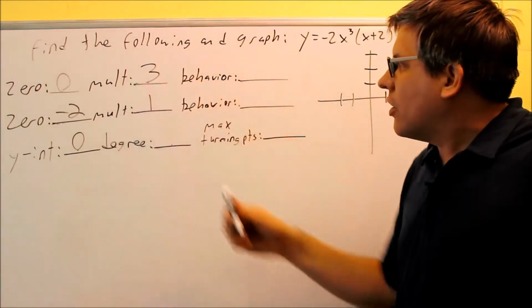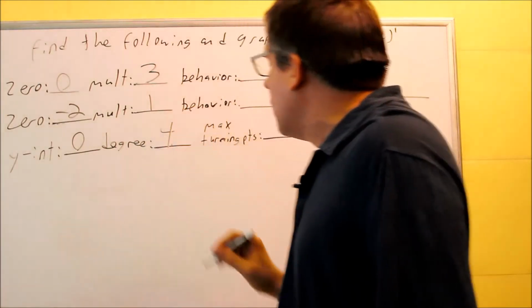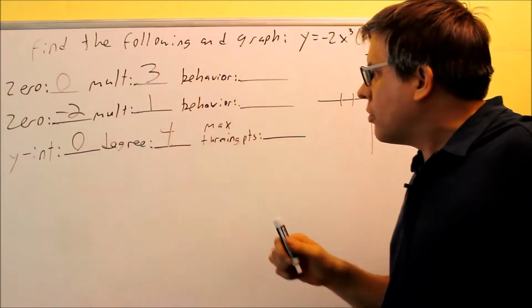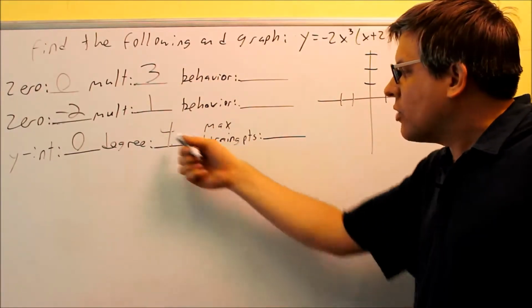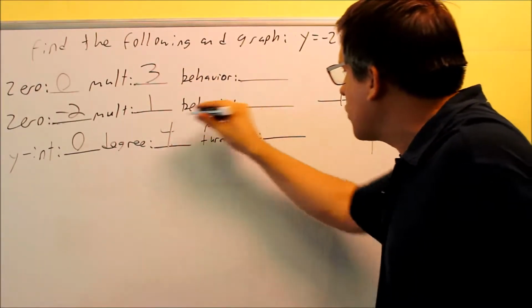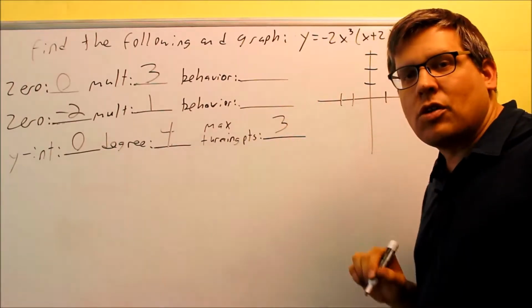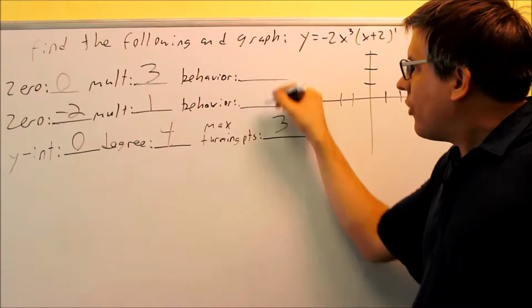If you add the multiplicities together, you're always going to end up with the degree. Degree is equal to the sum of the multiplicities, so we get 4. Since we have this, we know the max number of turning points will be 1 less than that, which means that the maximum turning points is going to be 3. Next, we want to find the behaviors.